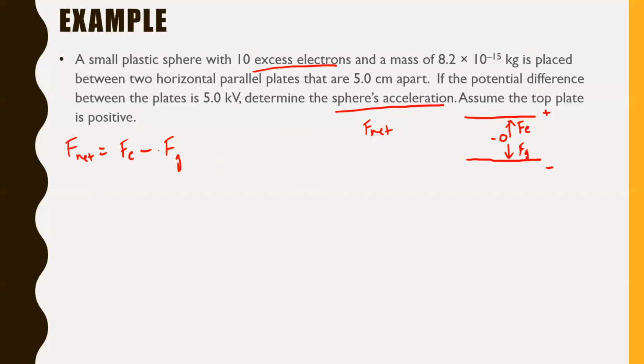You could have gone the other way. You could have said it was Fg minus Fe. I don't know where this is going to go, but I just did it that way because, again, I usually think of the upwards minus the downwards. Whatever, it really doesn't matter. Okay, let's throw things in here.